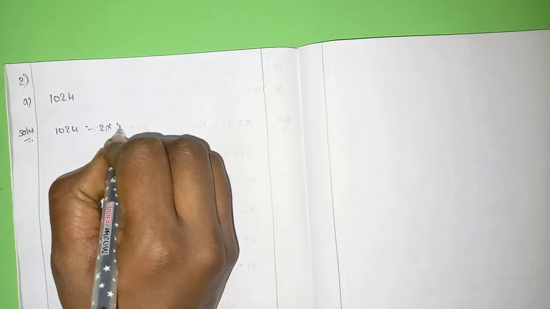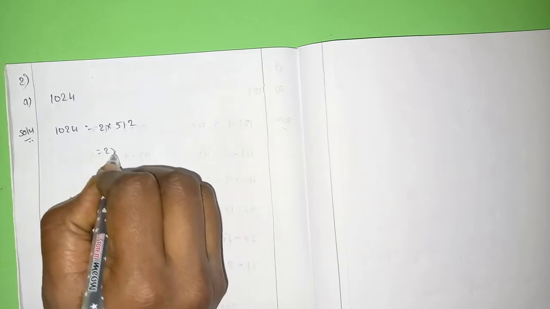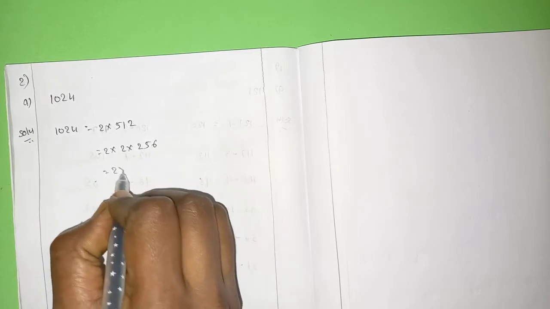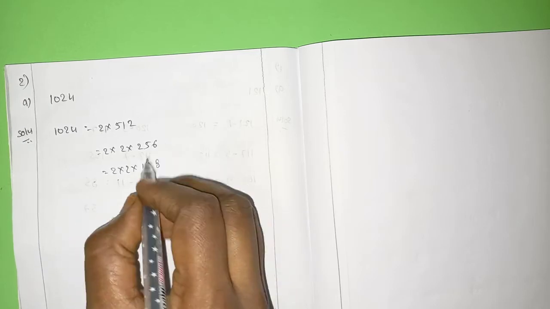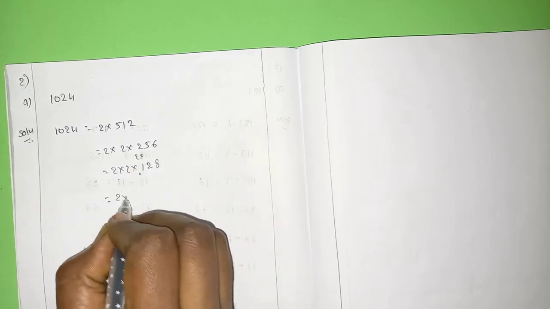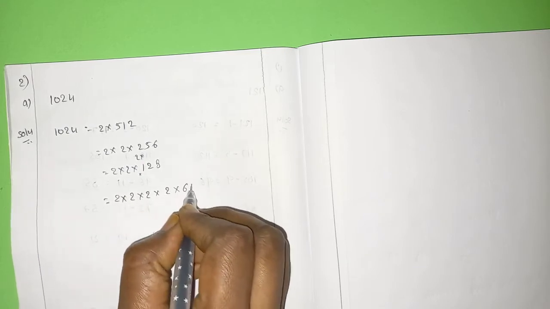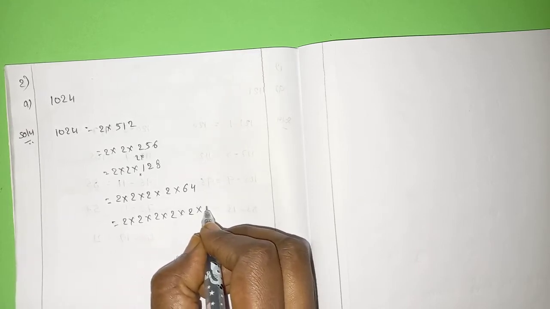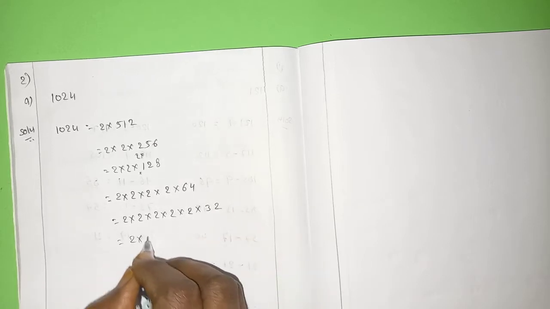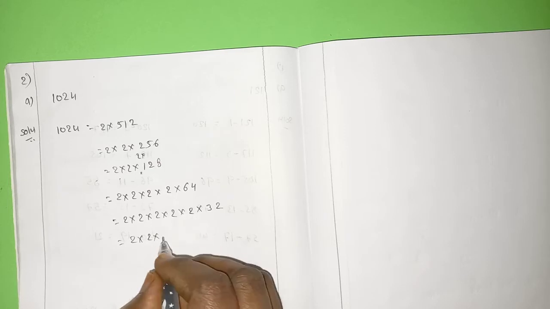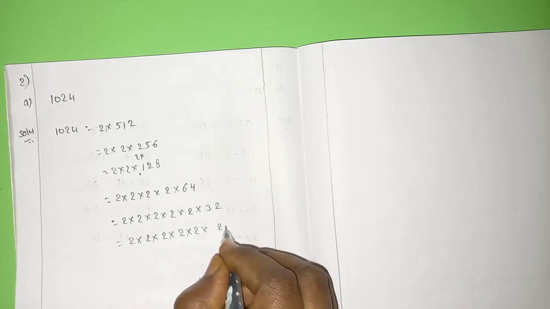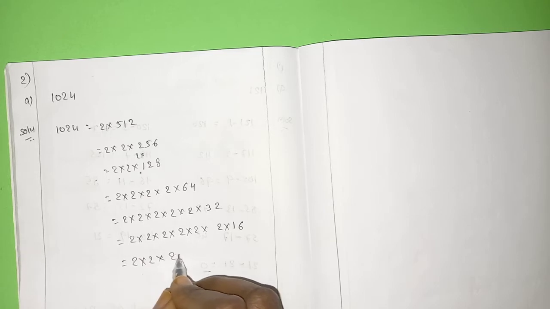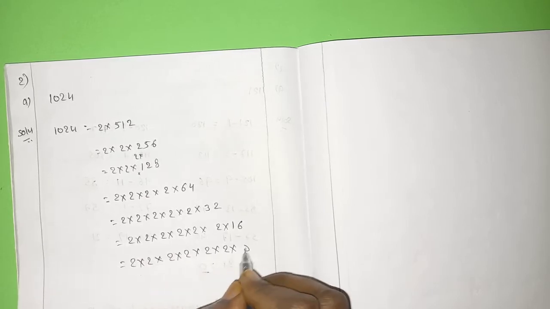2 into 512. It means 2 into 2, 2 into 256, then 2 into 128. I missed a 2 here, right? Next, 2 into 64, then 2 into 32. Continue dividing by 2 until you reach 8.